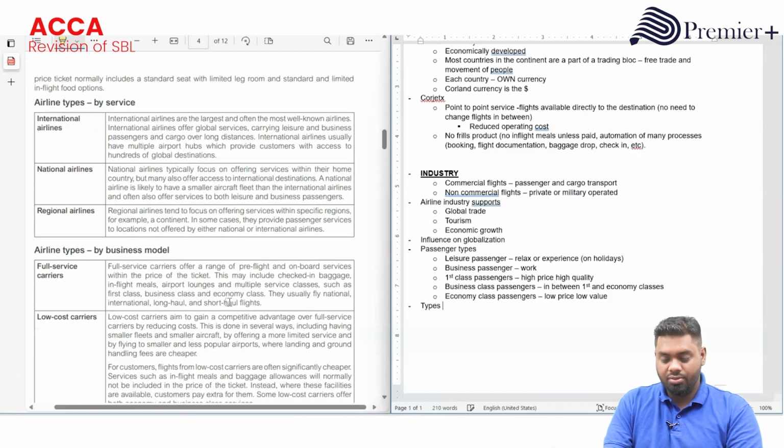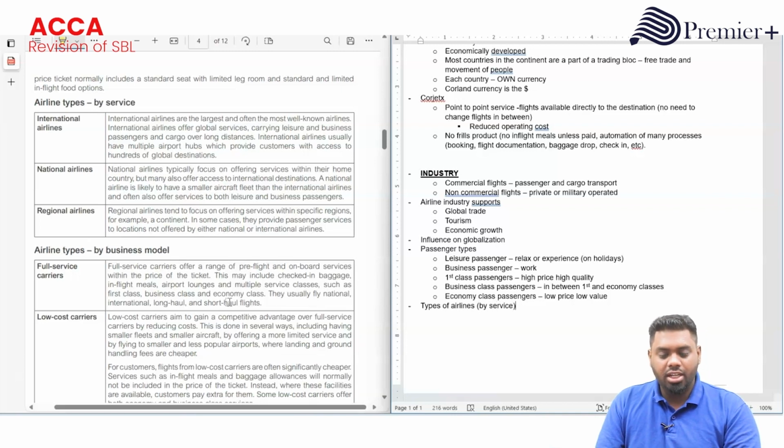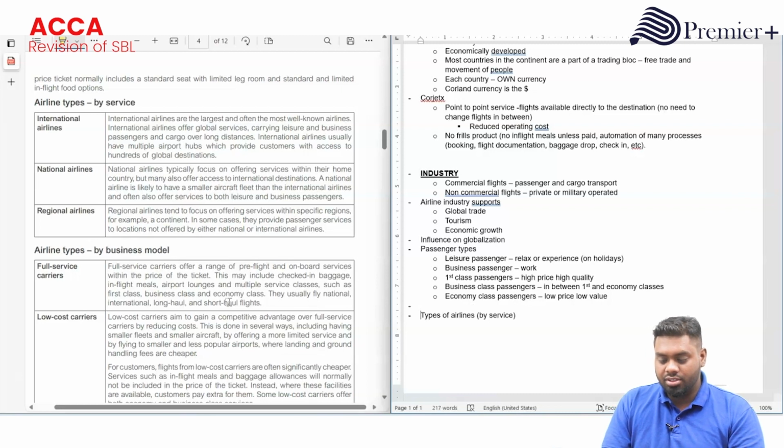Okay, types of airlines by service. So we look at airline types which can be categorized by service. We have three different types: international airlines, national airlines, and regional airlines.